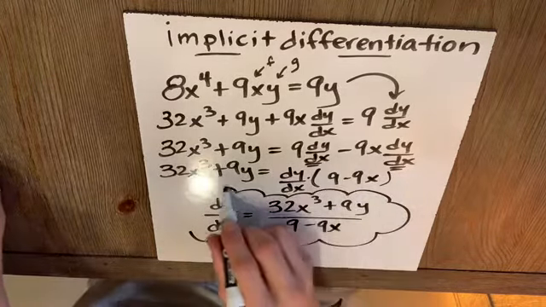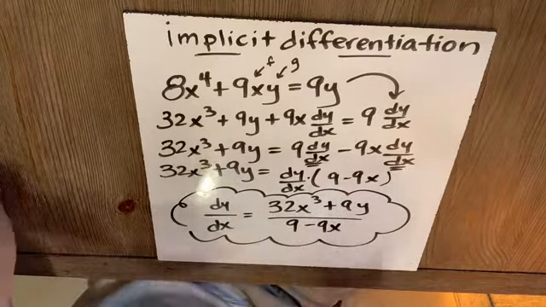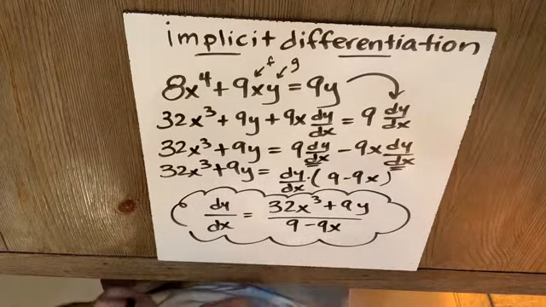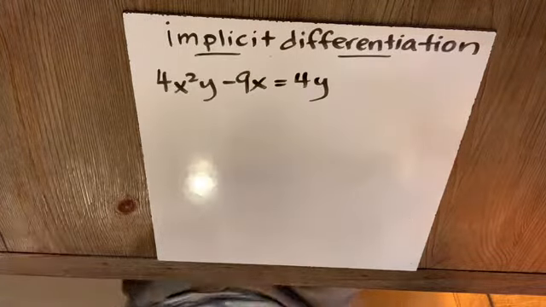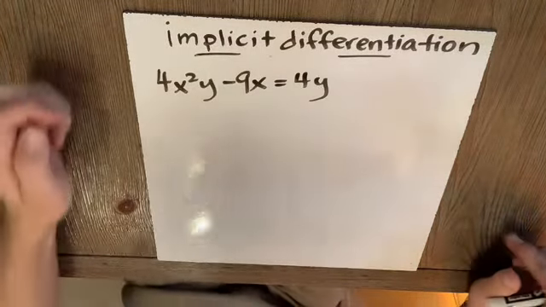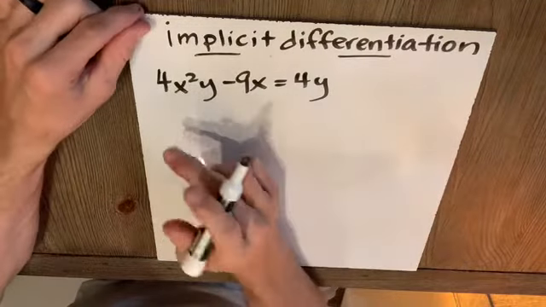Notice, to find the slope of the tangent, I'd need to substitute both in the x's and the y's. And again, we had to use the product rule here. You want some more implicit differentiation with product rule? Well, here's a great opportunity.